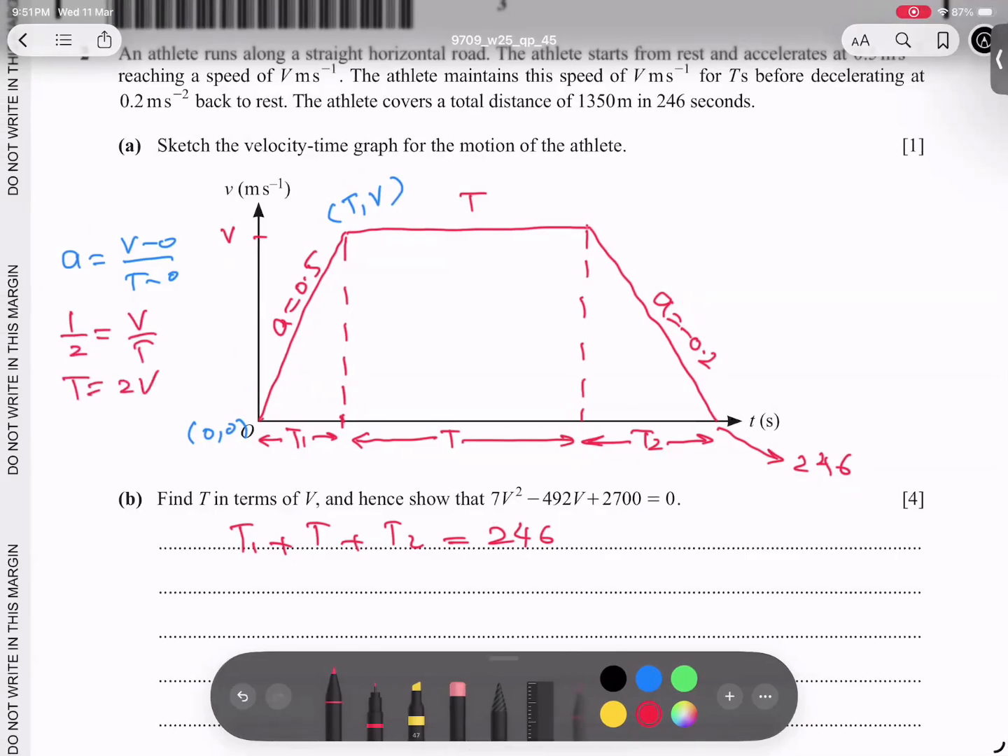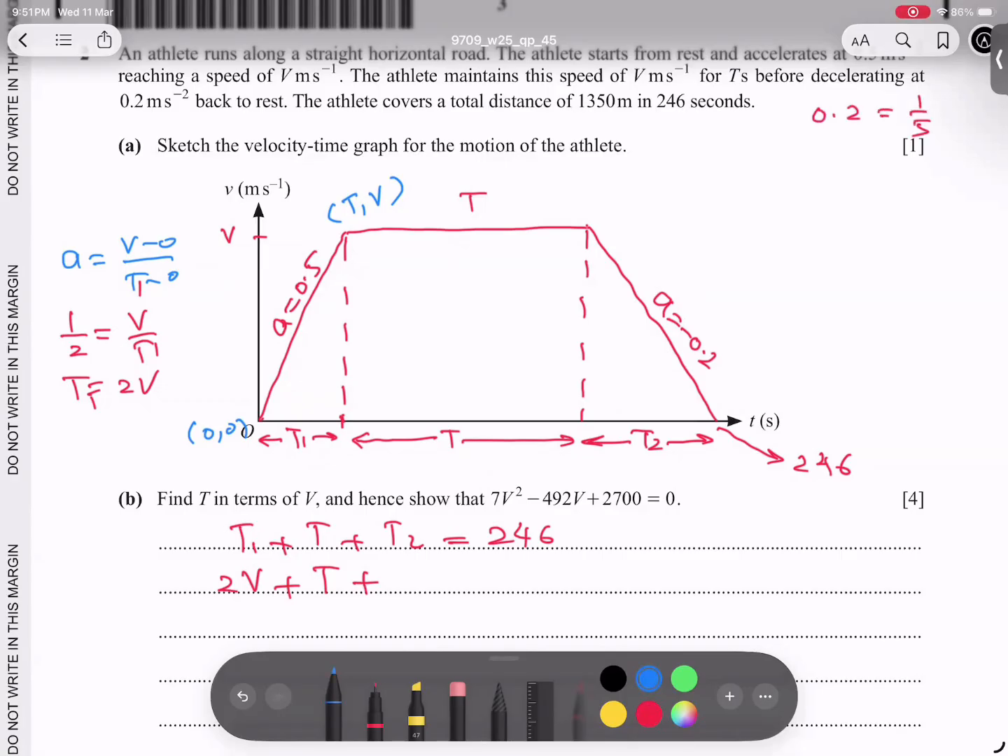So this is T1. This T1 is replaced by 2V. And this T stays as it is, no replacement. And now let's talk about T2. Basically 0.2, if you check in the calculator, gives you 1 by 5.